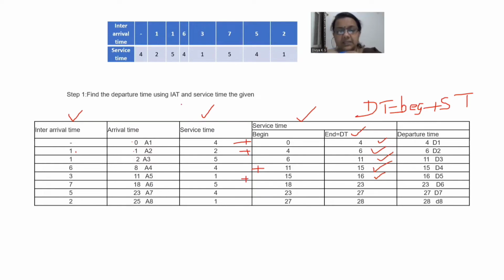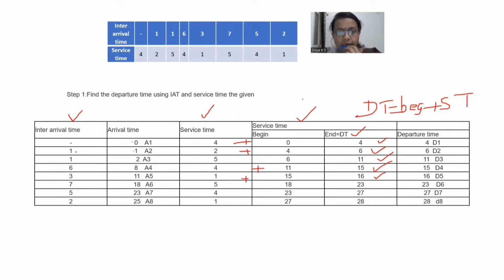Okay, next the service time. It is there already in the question. And for service time starting, we have to start with 0 and 4. Then the next value we will calculate and write, and the end is calculated by begin plus service time. We will calculate the end value, and the departure time is mentioned by D1, D2, D3 up to D8. Okay, so this is table 1. Table 1, it may not be that confusing.